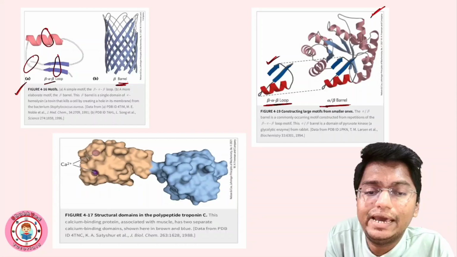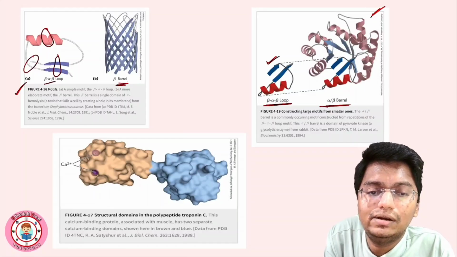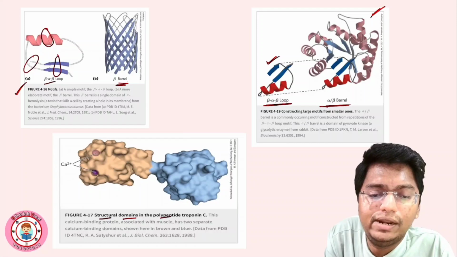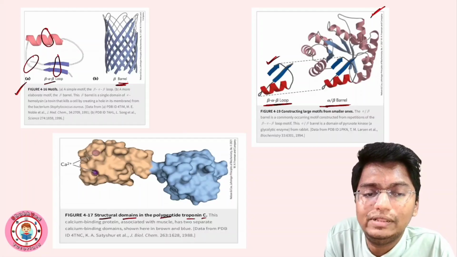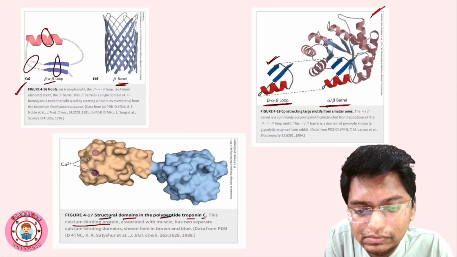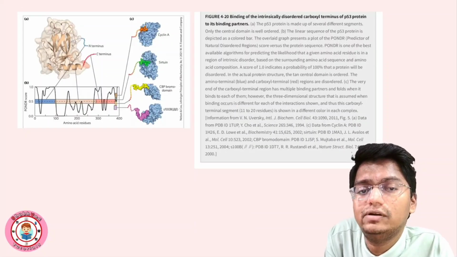This is an alpha beta barrel and you can see here these two protein subunits. Okay, so this is a subunit protein, two subunits joined, right. So structural domains, we call these domains. There are two domains in the polypeptide troponin C, meaning the protein is troponin C, and its two domains are shown. Basically calcium binding, right. This is the calcium binding protein associated with muscle, has two separate calcium binding domains shown here in brown and blue. Got it? Okay, now this is very important, you have to understand.